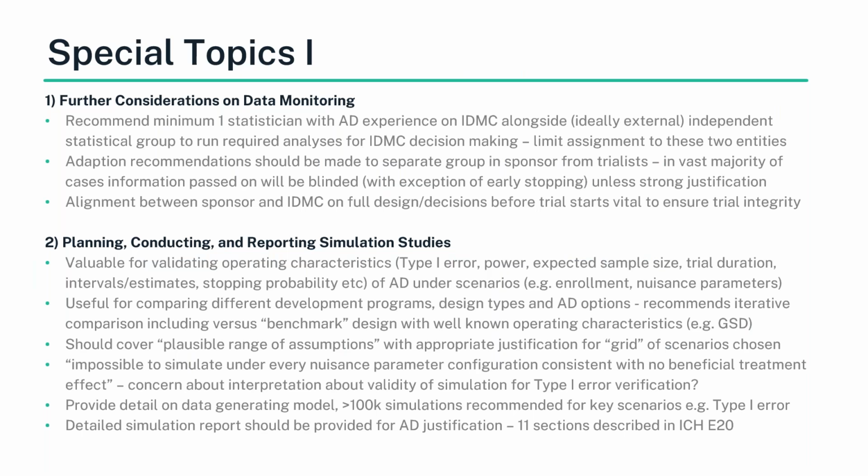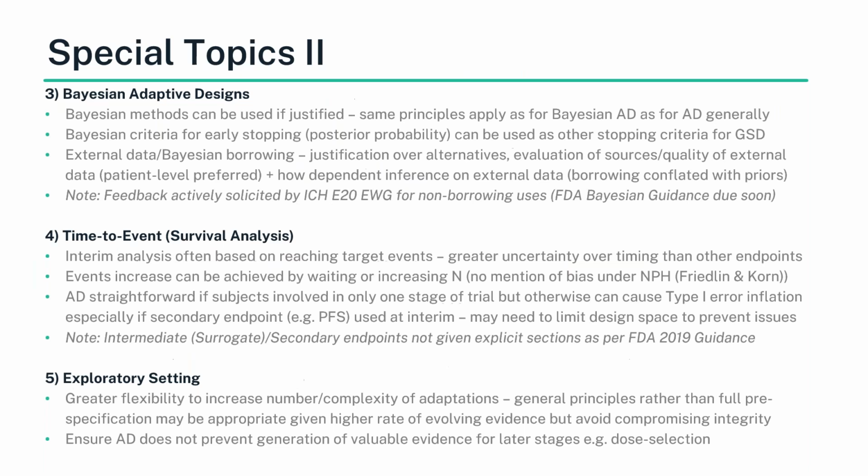You need to provide detail on the data generating model. They recommend at least 100K simulations for type 1 error control, and then maybe fewer for other operating considerations such as power. Well, for power they probably still require higher, but some other operational things might be acceptable, but for key ones like type 1 error, 100K at least. And then you should have a detailed simulation report for the adaptive design justification, and there are 11 sections in this simulation report described in ICH E20. I won't go through all of them here today.